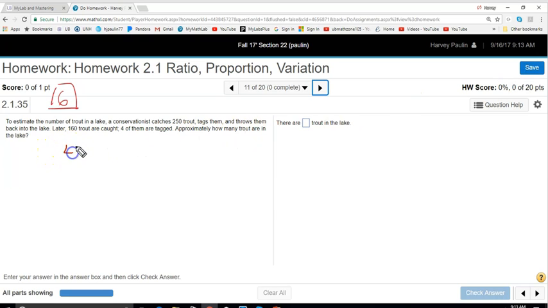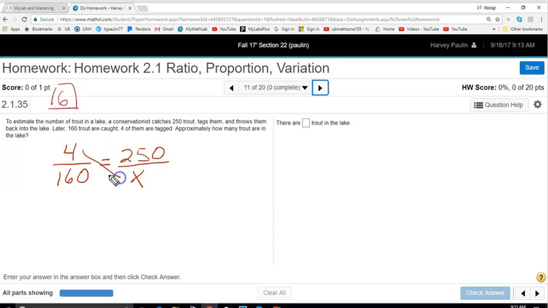Well, if he gets 4 out of 160 that he caught that were tagged, and the other time he had tagged 250 out of x, this would be, in a sense, a proportion which we can use to sample our fish population. So what will you do here?